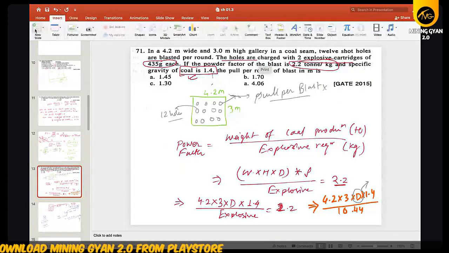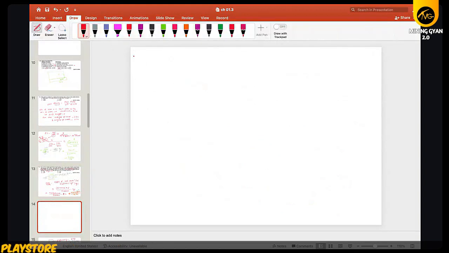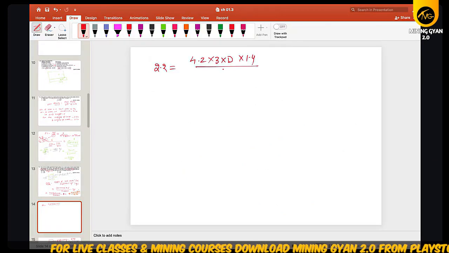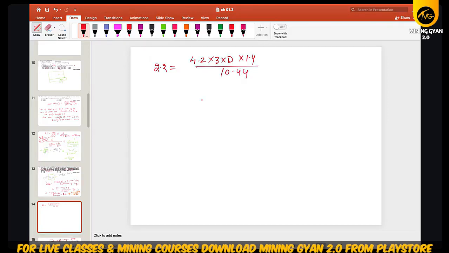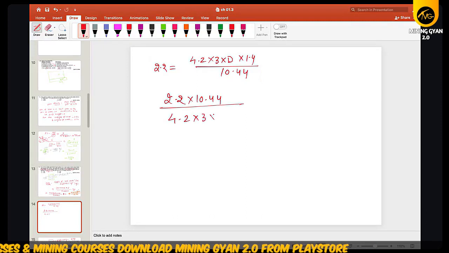So for d, 2.2 equals 4.2 into 3 into d into 1.4 divided by 10.44. So we will take 10.44 divided by 4.2 into 3 into 1.4 equal to d.